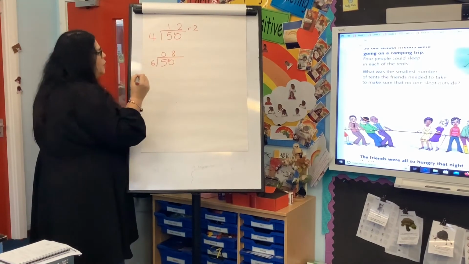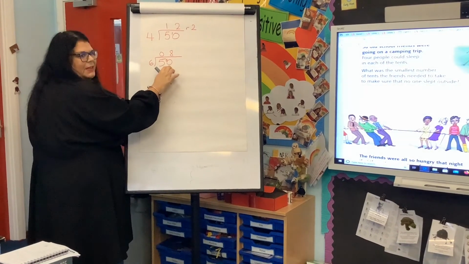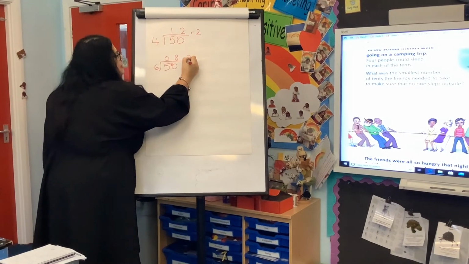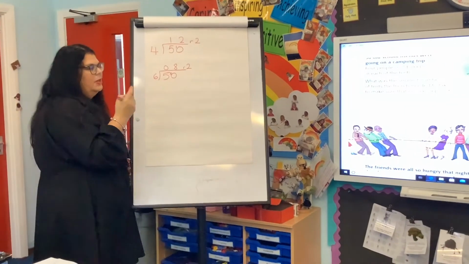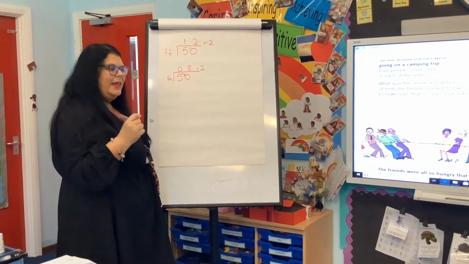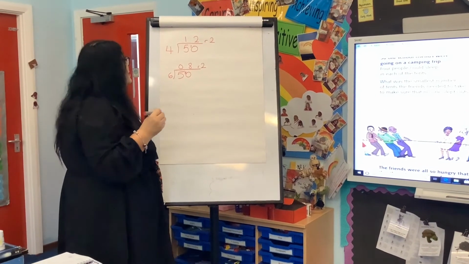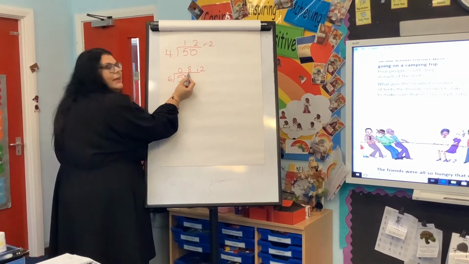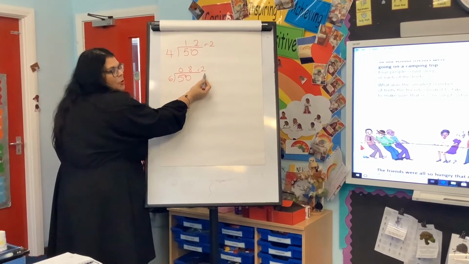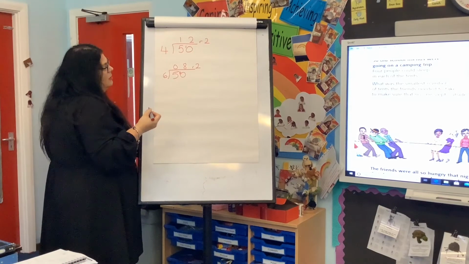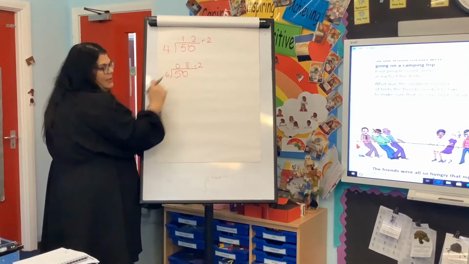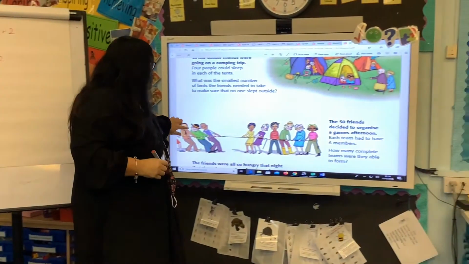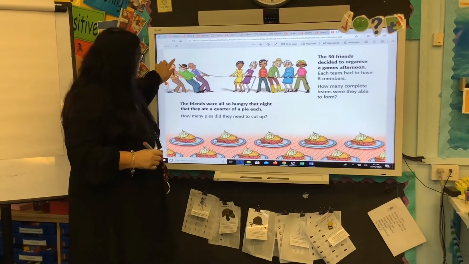And I got to 48, but my number here was 50. So how many have I got remaining? I've got remainder 2. So the question asked, how many complete teams? So the answer this time is going to be 8. There's 8 complete teams, but 2 people won't be able to take part. But the answer to the question is 8. Then we've got one more question, and then I'll show you your sheet for today.